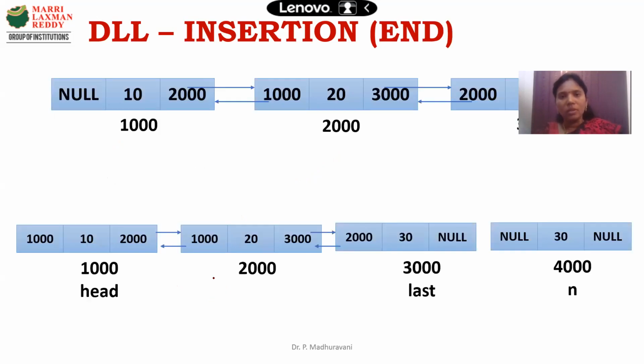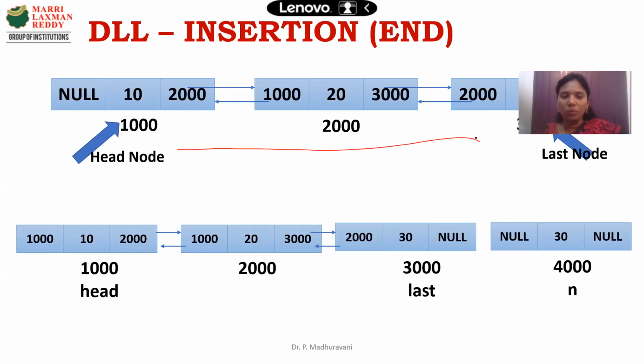Let us discuss the insertion operation for the last element. Let us insert the new node at the end of the list. Consider the same example of a doubly linked list with 3 nodes. The first node we are referring to with head and the last node with the name last. Here, the last node we are referring to with the name last, where the next part of last is null as it is not connected to any other node in the list.